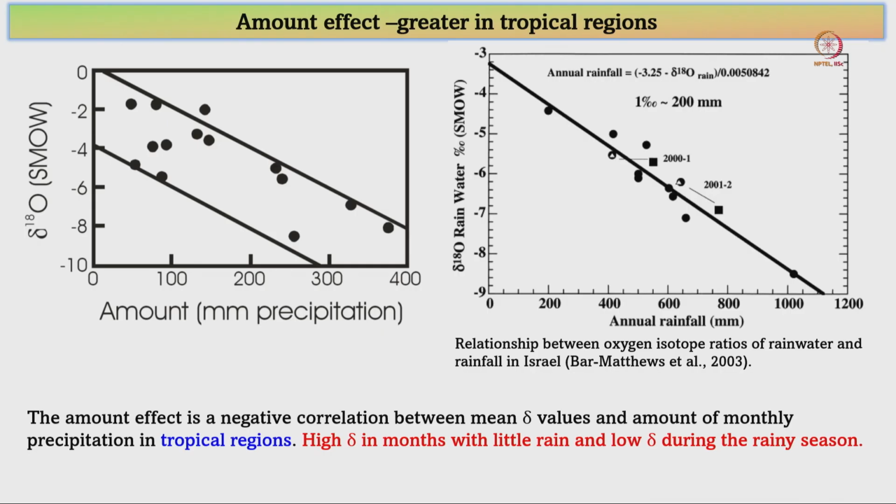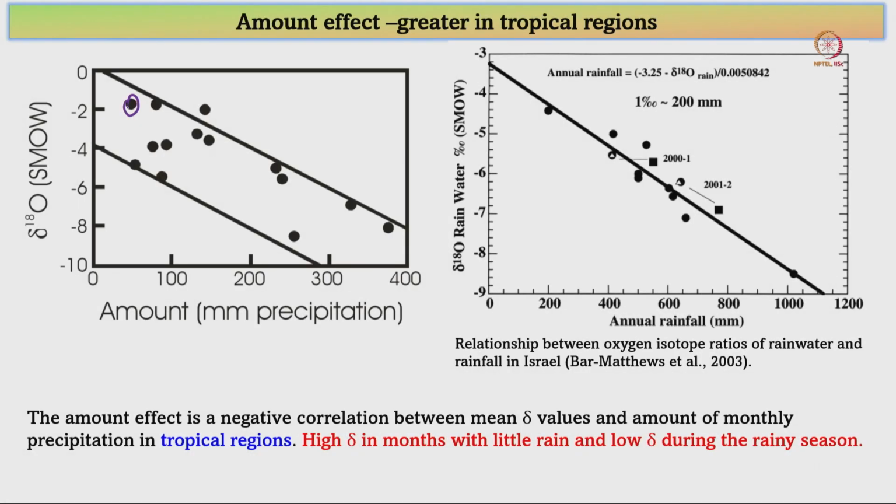Next, the amount effect, and this is the most important factor in the tropical regions. In the tropical, subequatorial and equatorial regions, the amount effect is the most dominant effect among all the others that we have seen so far. And what does it mean? The amount effect means that with more and more rainfall, as it is getting removed, the delta 18O value is getting negative. So, what is happening in the first rainfall?